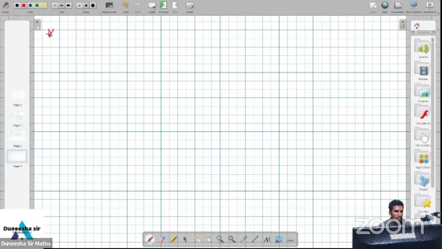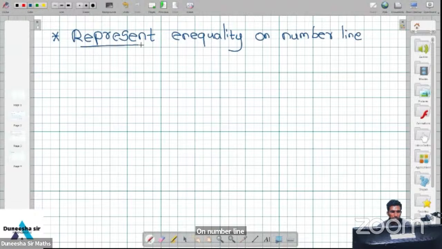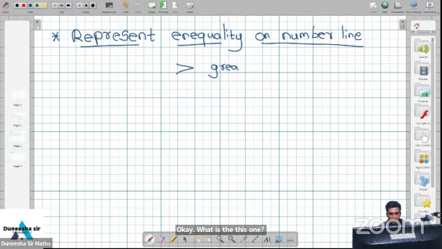Okay. Represent inequality on number line. Okay. What is this one? This is greater than. Okay. This one is, we start from here. It's less than. Okay.